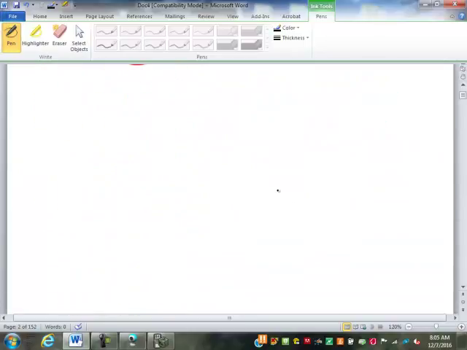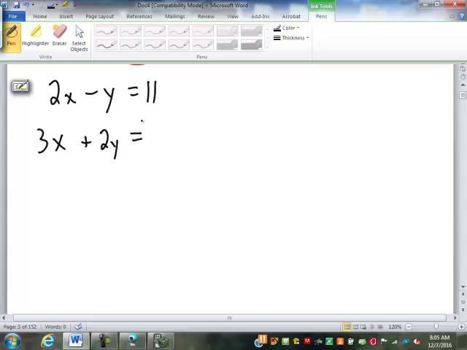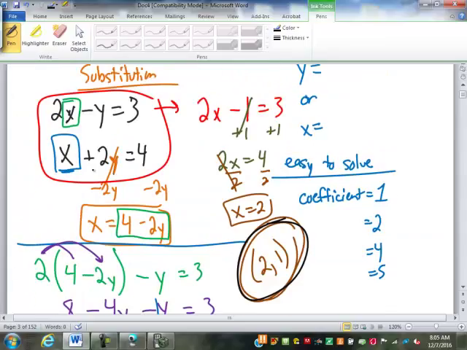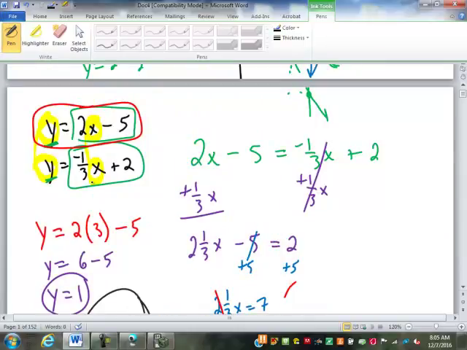Let's do a couple more examples. How do you know, just by looking at it, when you can combine the equations and when you have to substitute? Here, I'll show you in just a second. What do you mean by combining them? Like the first one? Well, like here, they were both y equals.